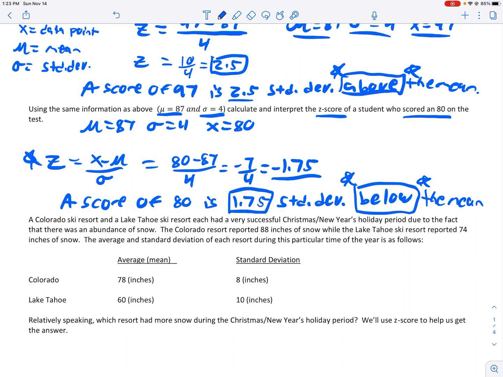Now, why did I not write negative 1.75? Why did I not have the negative? Because by saying below, that tells me that my z-score is negative. I don't have to write it. The z-score just tells me how many standard deviations I'm from the mean. So negative means I'm below it. Positive means I would be above it. So when I write what the actual z-score represents, I shouldn't be putting the negative or positive. That comes from the above and below part. So that's why it's important that you have below and above.